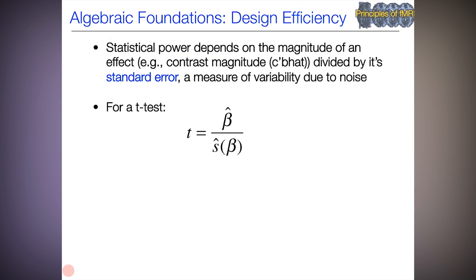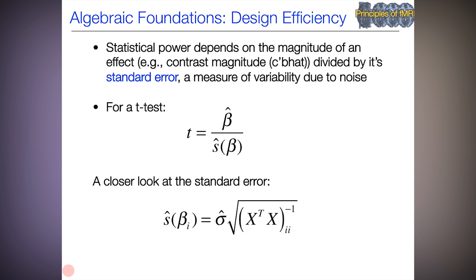So now we're going to look at the algebraic foundations of design efficiency, what makes a more powerful design. And this depends on the magnitude of the effect, which is contrast times beta hat divided by its standard error, which is a measure of variability due to noise. So for example, the T statistic, our bread and butter statistic in brain imaging, is beta hat divided by its standard error. Let's take a closer look at that standard error.